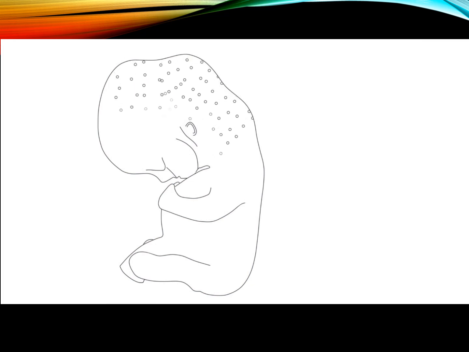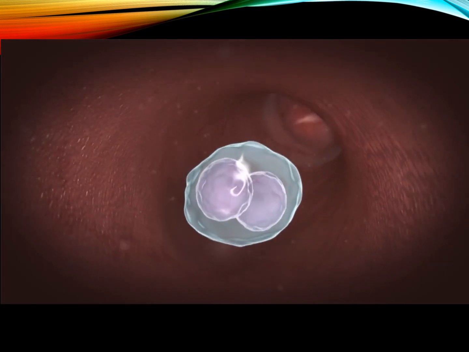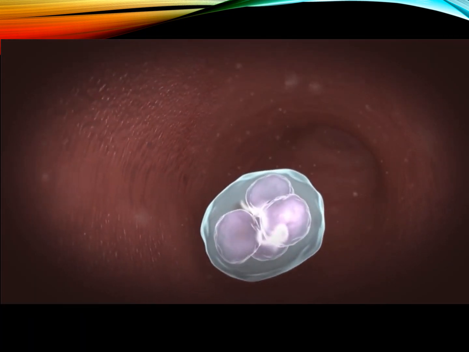Aberrations in the formation or behavior of these cells are the main causes of abnormalities in the head and face. During the first 3 days of development, the fertilized ovum, or egg, is located in the fallopian tube.